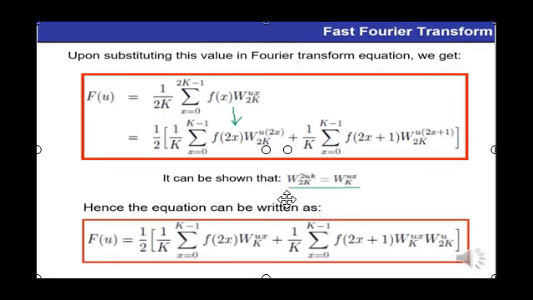Now we can also show that W_2K to the power 2ux is equal to W_K to the power ux, or in other words W_2K to the power 2ux is equal to W ux by W_K. So the equation can be modified as given in the equation below. We are replacing the values of W, so the exponents are changed: here it was u into 2x, here it is u into x, here it is W_K to the power ux, and here it is W_2K to the power u.